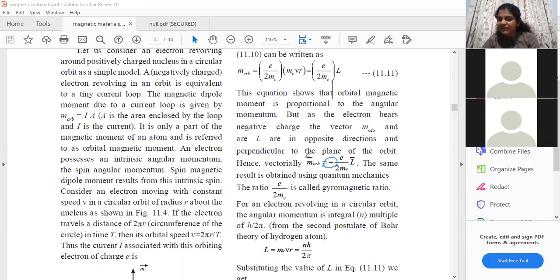You all can see this is the vector sign that is there. Okay, and e and me are constant values, so they won't have any sign on top of them. I think you all know that. All right, fine. So, as the electron bears negative charge, the vectors m_orb and L are in opposite directions, and they are perpendicular to the plane of the orbit.